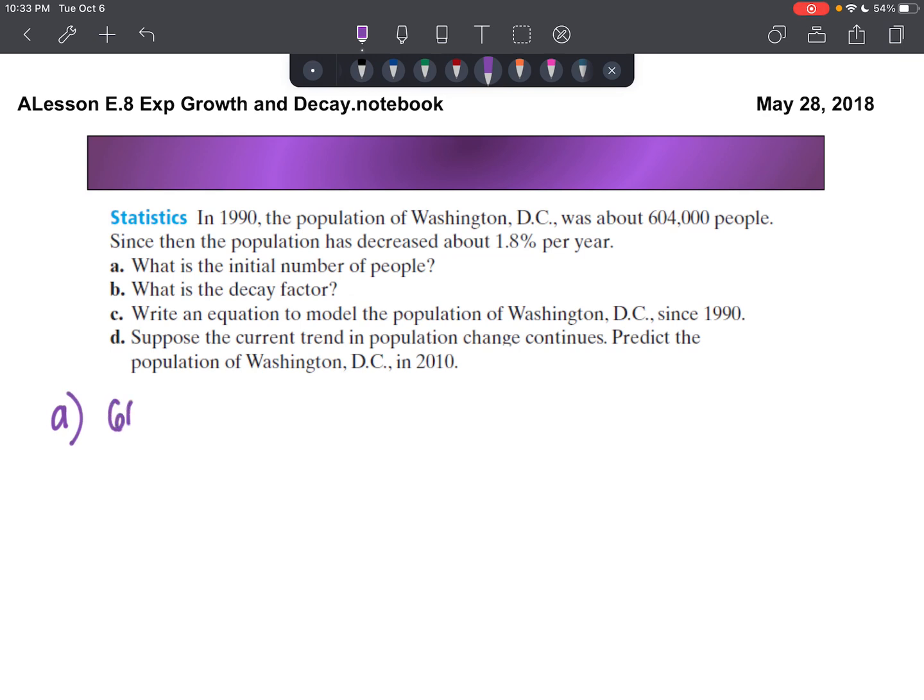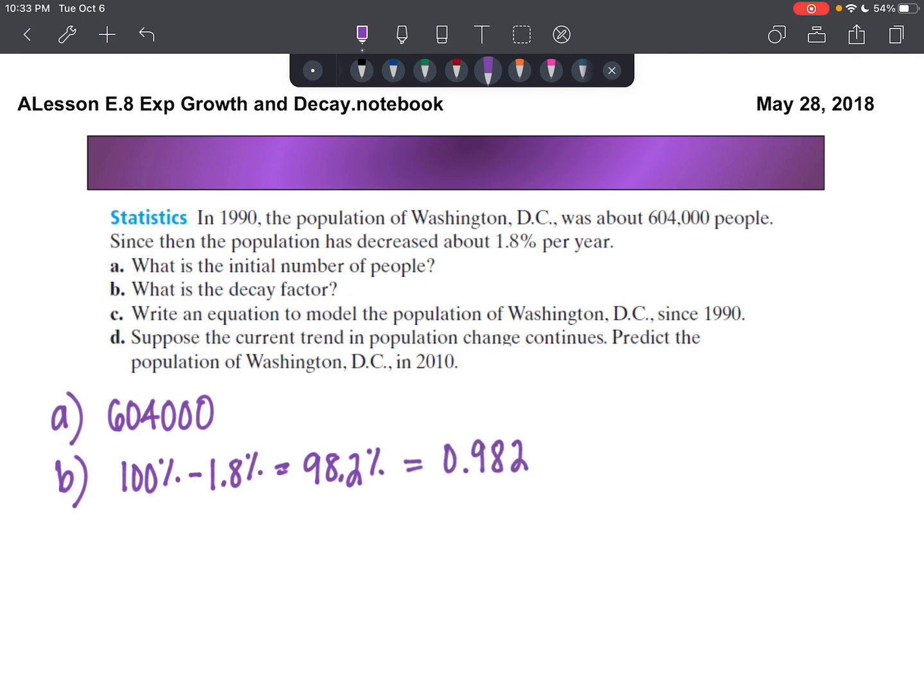Okay, the initial amount is 604,000 because that's our initial population in 1990. The decay factor is going to be 100% minus 1.8%, which is 98.2%, which is equal to 0.982.